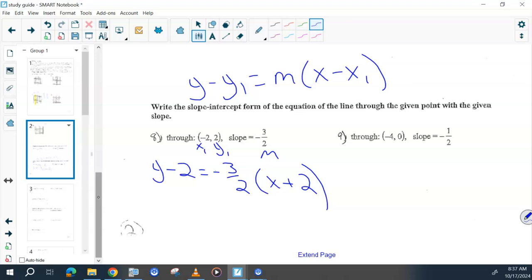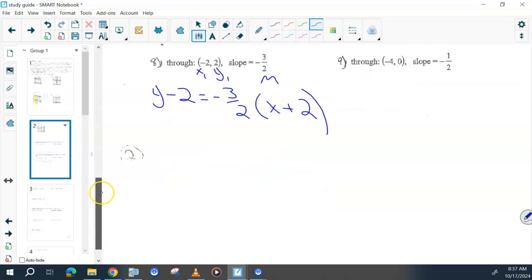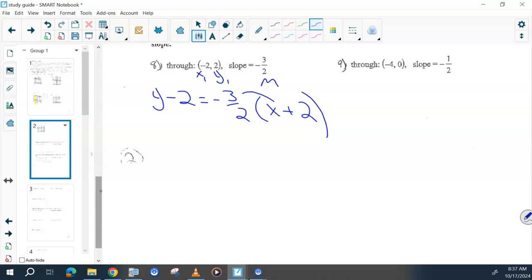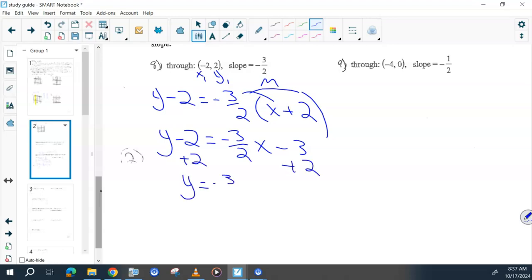So then you have to solve for it. Distribute. So y minus 2 equals -3/2x minus 3, the 2's would cancel, and then add 2 on both sides. So all of your answers, unless you get a horizontal or vertical line, should be in y equals mx plus b at the end.